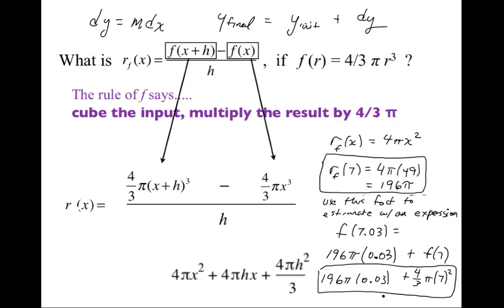Okay, anybody have a question? That was just a little review question from the past. But the point here is that we've got this very convenient closed form representation of the rate function. I told you that the radius was 7, and boom, 196 pi. That's the rate of change at 7. And then here's how we could use that, okay?